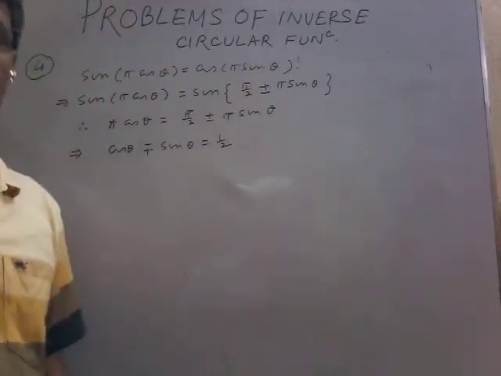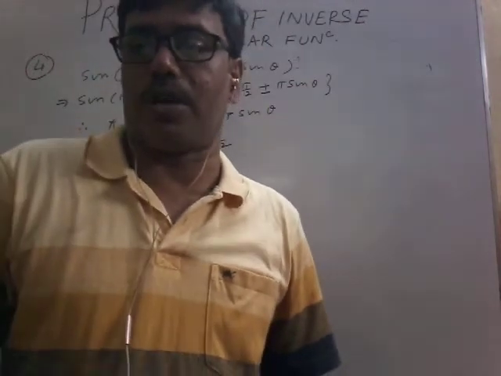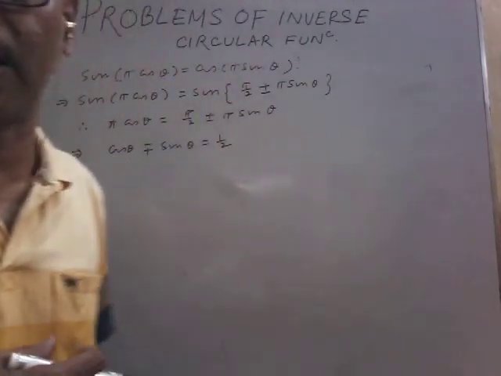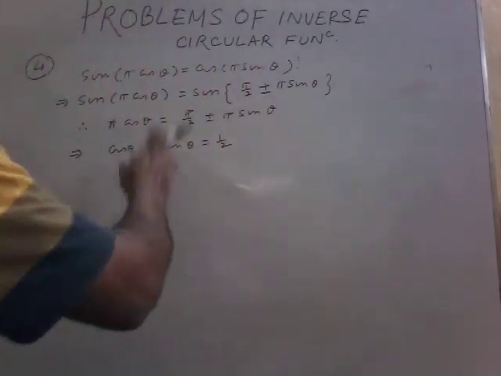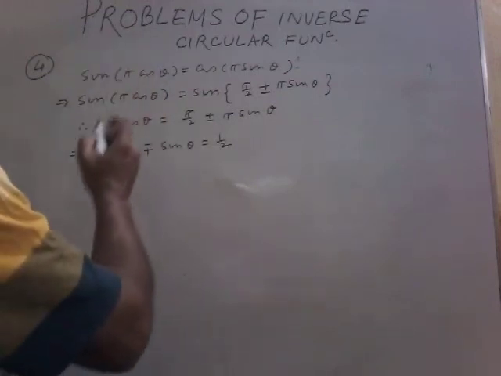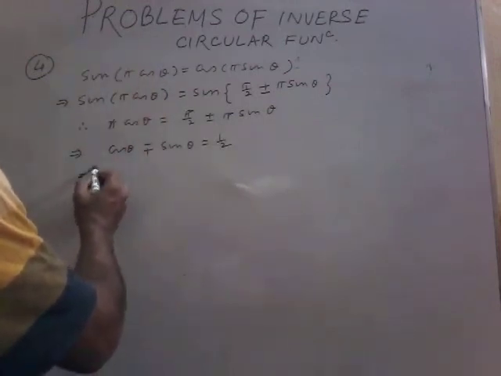Now you know, (cos theta plus sin theta) whole square is 1 plus 2 sin theta cos theta, or if it is minus, then 1 minus. So squaring both sides, squaring.